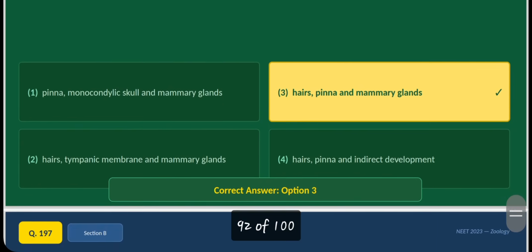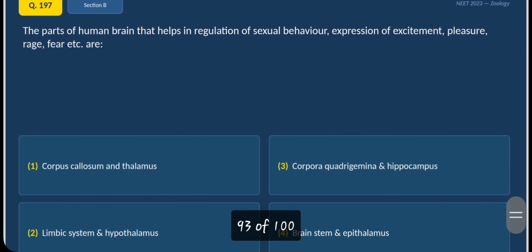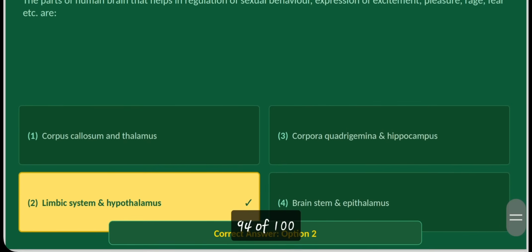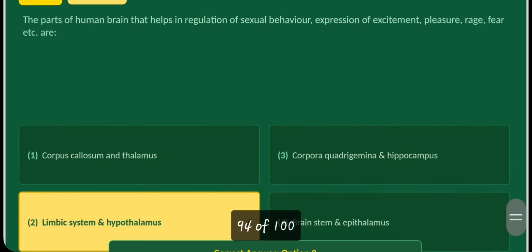So unique mammalian characteristics. The part of human brain that helps in regulation of sexual behavior, expression of excitement, pleasure, rage, fear, etc. Which is that part of the brain? Is it corpus callosum and thalamus, corpora quadrigemina and hippocampus, limbic system and hypothalamus, brainstem and epithalamus? So the pain and pleasure region you have to remember. So the limbic system and hypothalamus is the correct option.